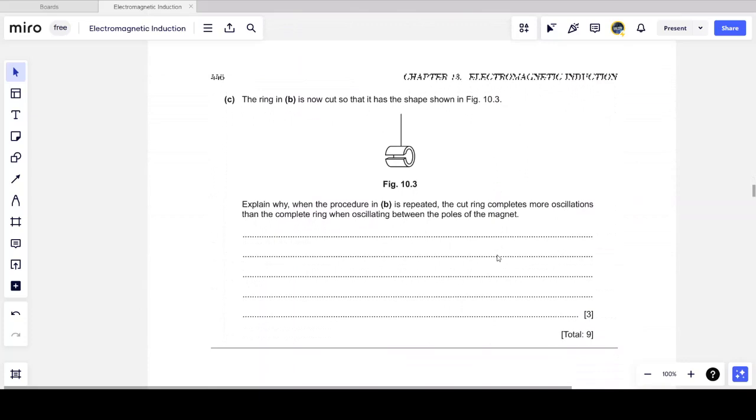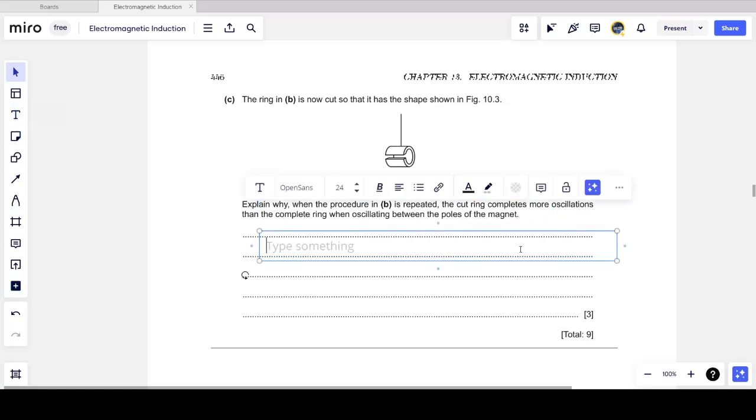Now the same question with a bit of a twist says the ring in B is now cut so that the shape is shown in the figure. So we now have a piece of the metal ring missing. It doesn't go all the way around. And they ask us to explain why, when the procedure in B is repeated, so the ring oscillates between the poles of the magnet, the cut ring completes more oscillations than the complete ring. So basically this ring is less damped. It undergoes less damping than the previous ring. And the only difference is that we cut a piece of the ring out. So how could this possibly happen?